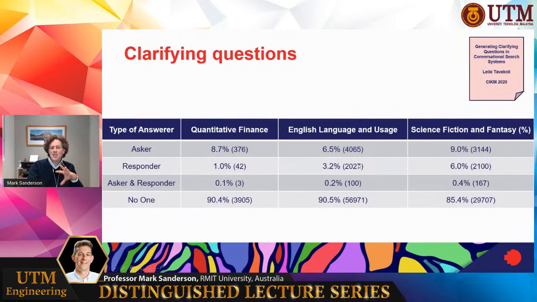There's perhaps some patterns in here that sometimes people who answer the clarifying questions are actually different individuals. And perhaps in the case of quantitative finance, if I have a finance question, it's probably a very personal question. So it's very unlikely that anybody else would know how to answer that clarifying question. But in more broad topic areas, such as English language and usage, there's actually a chance that a wider set of people could answer that question.